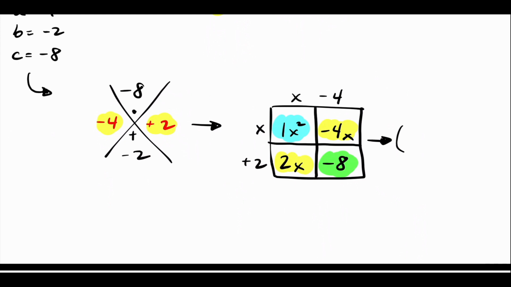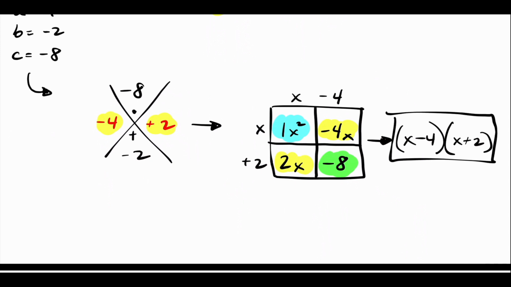Okay. Last step. Put those two factors together: x minus 4, x plus 2. You're done. We don't have to do the last step because it didn't say solve. So once we get these two guys like that, we're done.